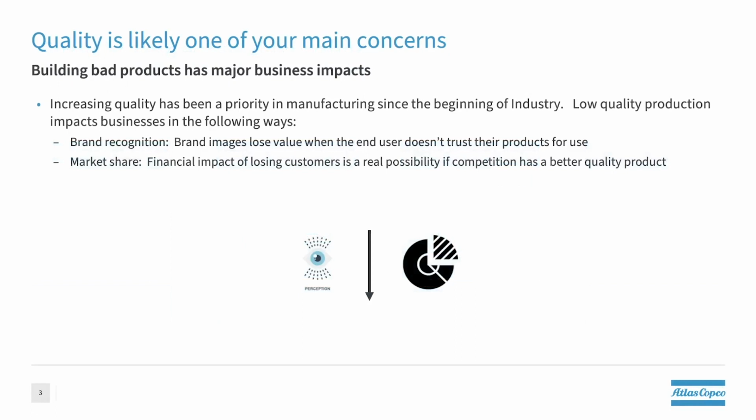And notice how I said products here as in plural. That decision could carry over into other product lines your company's building. You may also want to consider how losing these customers realizes a market share loss and a direct financial impact. This is a real possibility if your competition's building a better quality product.